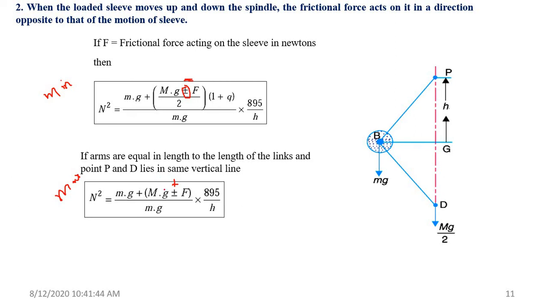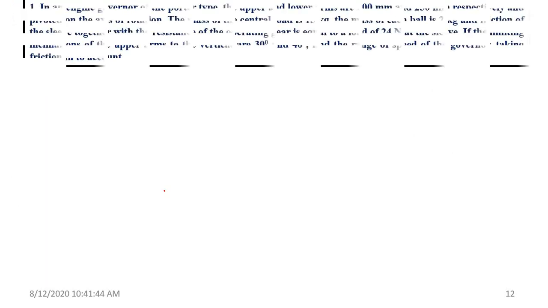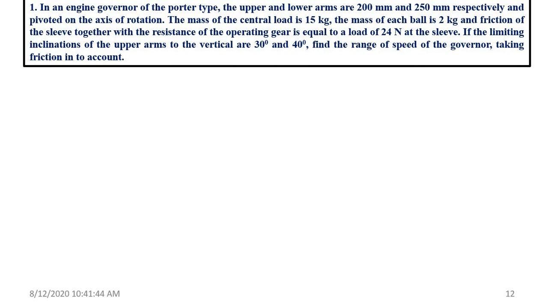Now it goes to the problem. Okay. So, first, in an engine governor, the upper and the lower arms are 200 mm, upper arm, and 250 mm, lower arm, respectively, and they are pivoted on the axis of rotation.